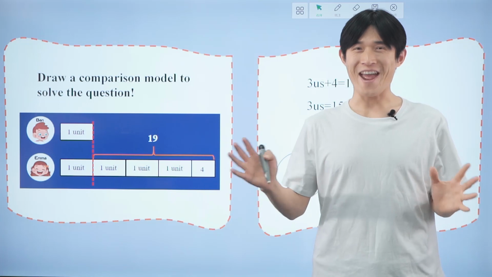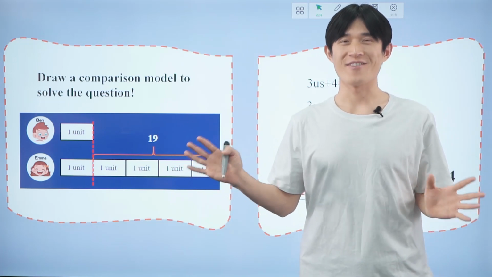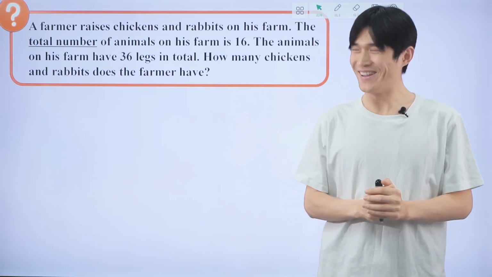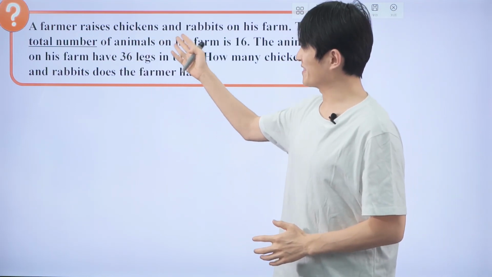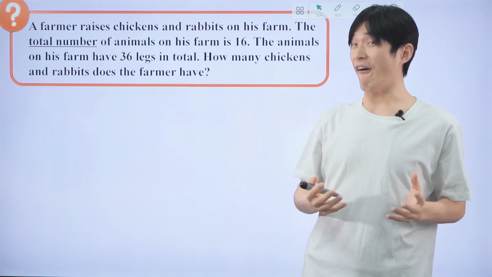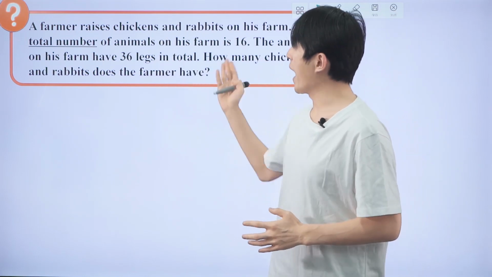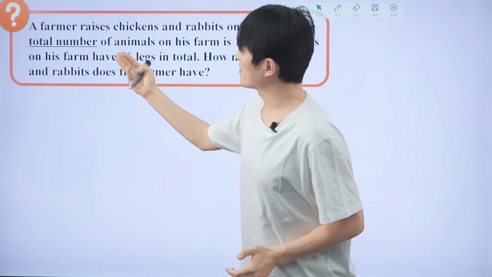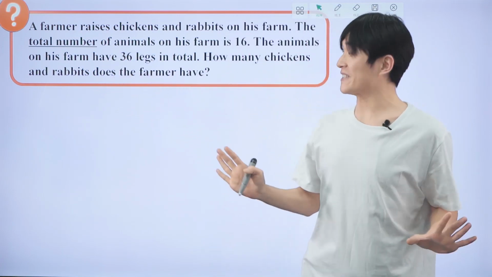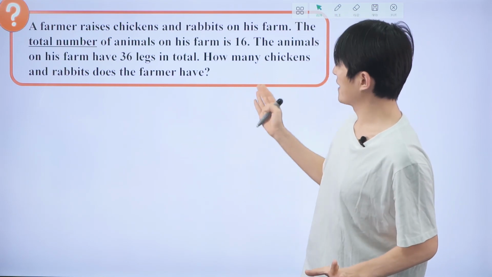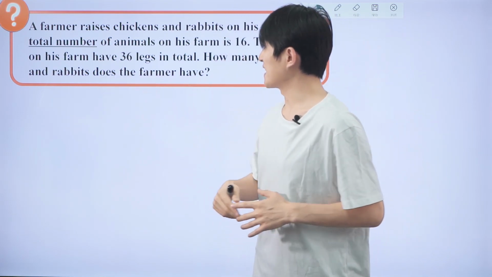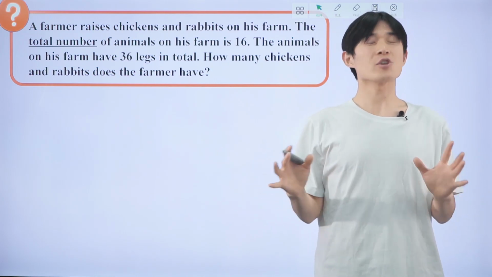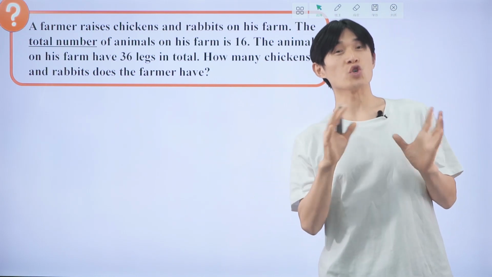All right, next, the final question, the classical rabbit and chicken problem, okay? So a farmer raises chickens and rabbits on his farm. The total number of animals on his farm is 16. The animals on his farm have 36 legs in total. How many chickens and rabbits does the farmer have? How do you solve this problem? We actually use assumption to solve it.